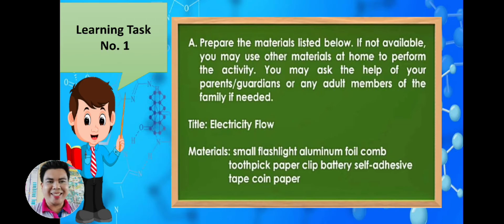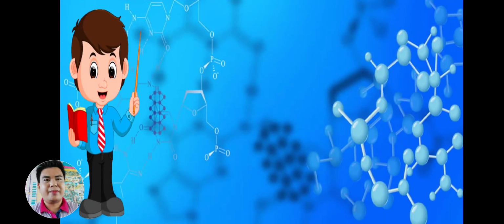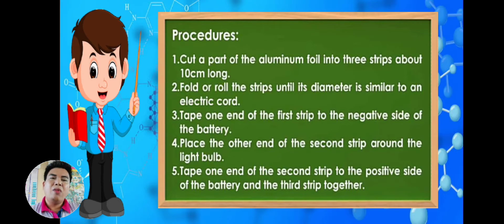The materials needed are the following: small flashlight, aluminum foil, comb, toothpick, paper clip, battery, self-adhesive tape, coin, and paper. What are we going to do? Or do what we call the procedure for our activity. The first step is that you cut a part of the aluminum foil into 3 strips about 10 cm long.